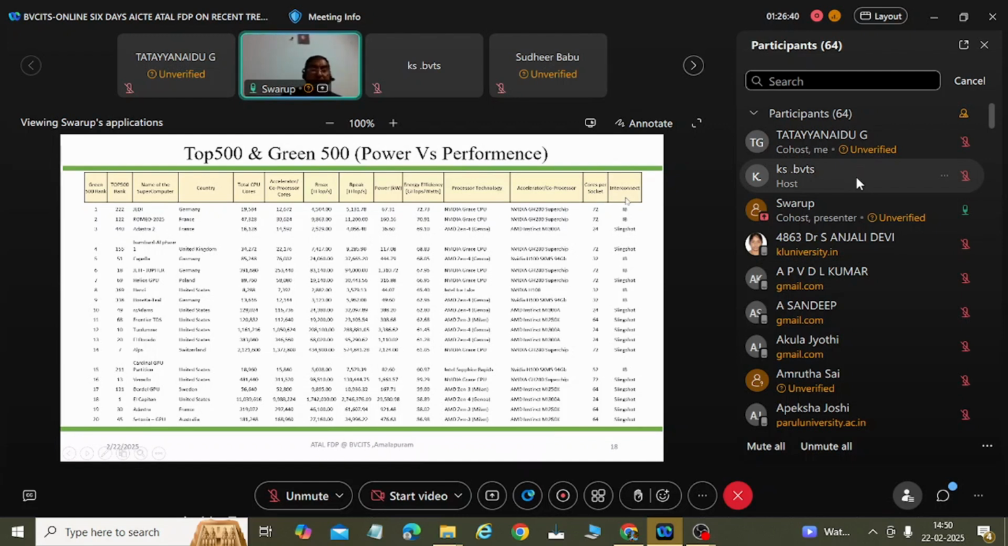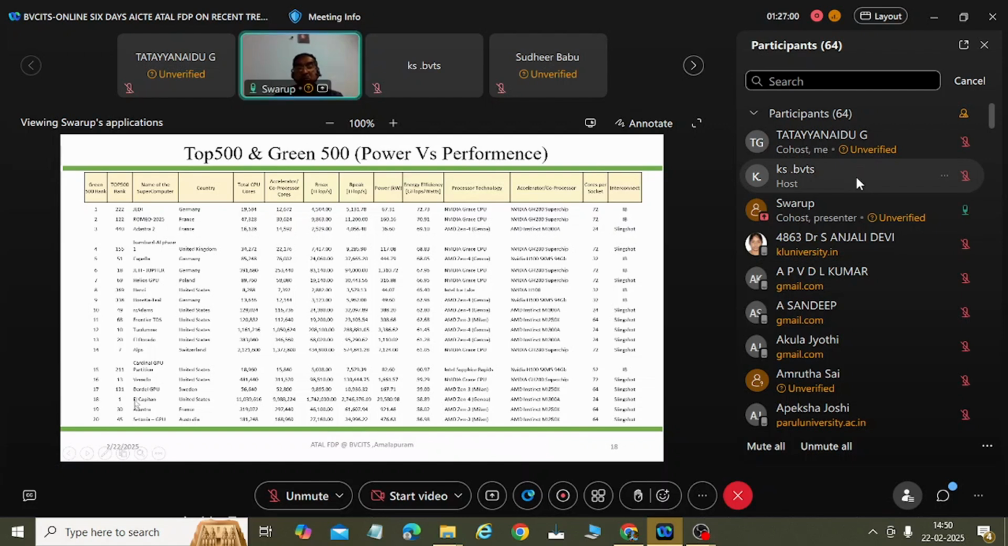If you take El Capitan, this is the number one system, an exaflop system. You see how many cores it has. It has around, pardon?